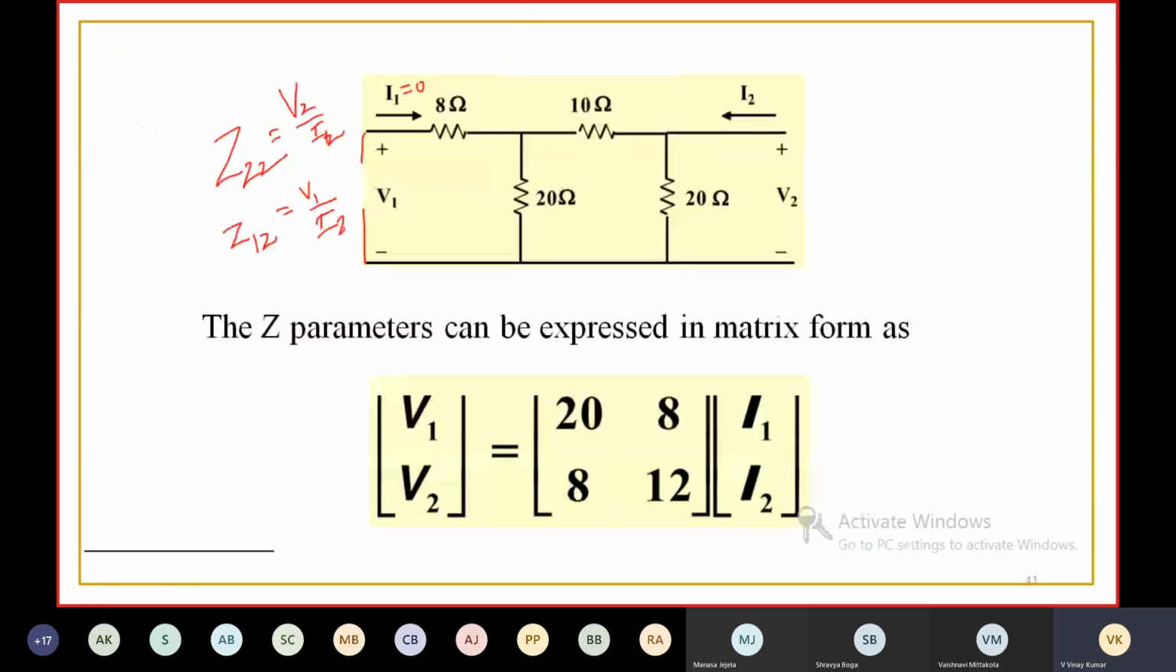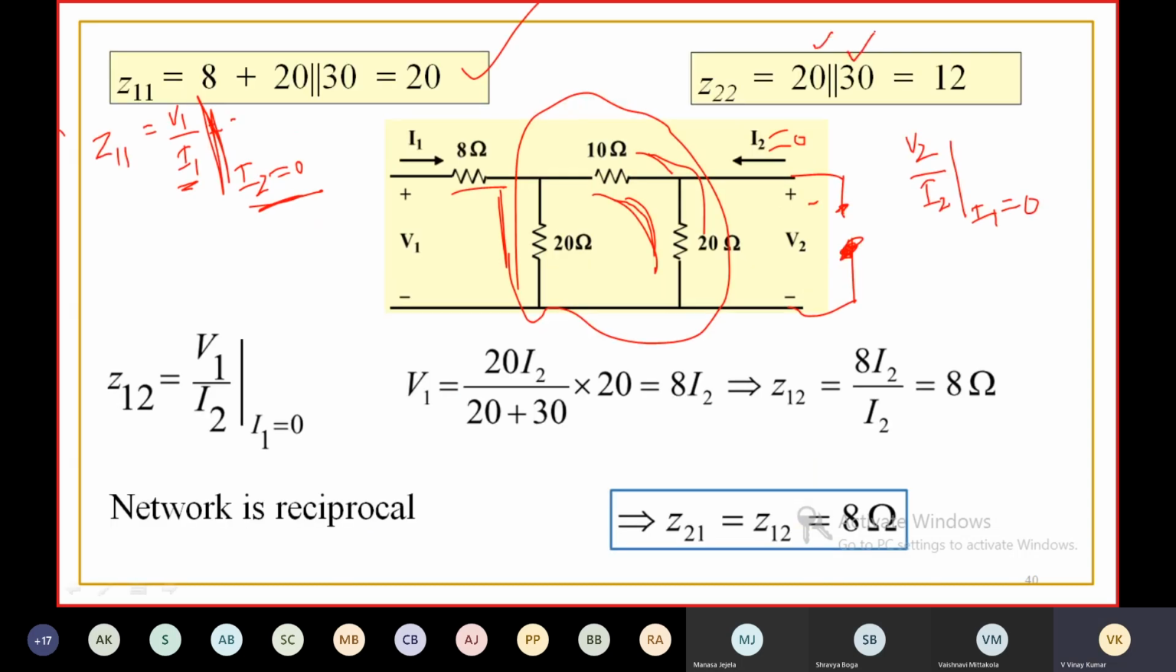Z22 is the ratio of V2 to I2. Then you can find the equivalent impedance. If it is open, no current will be flowing through this. Then these two are in series, 10 plus 20. This resistance is in parallel with 20. Then 20 in parallel with 30, and you are going to get 12. Then you get Z22.